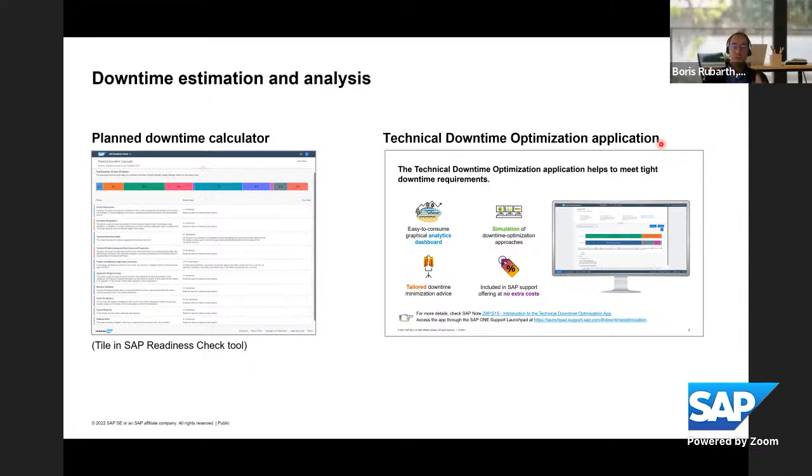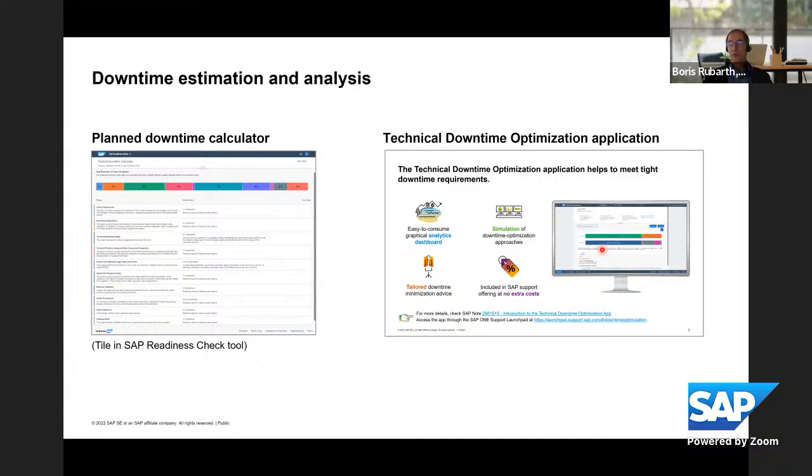If you have done your first conversion run, then you have statistics. The Software Update Manager will run and write down all the statistics and provide logs that you can upload in this technical downtime optimization app. And with this, you will get a graphical illustration on the downtime. You will even get hints how to tune the procedure, and you may find that there is a simulation. What would be potentially the downtime if I switch on this or that additional approach that I will show on the following slides.